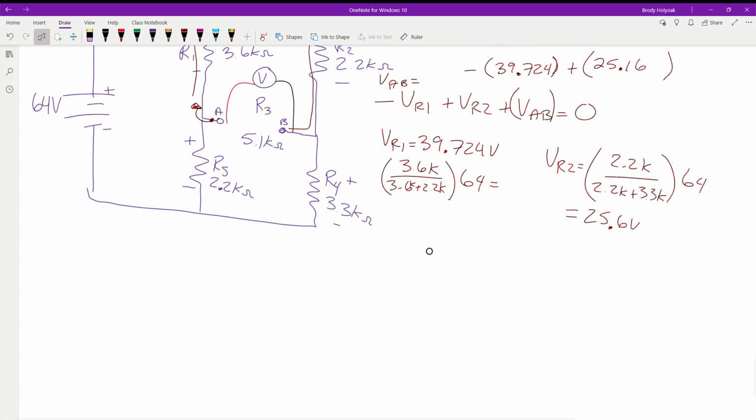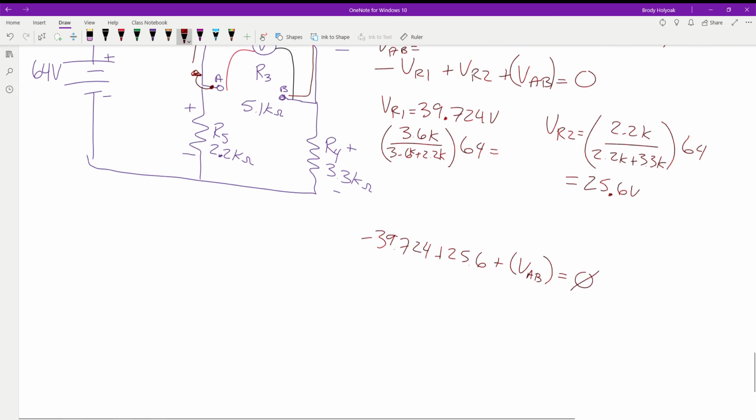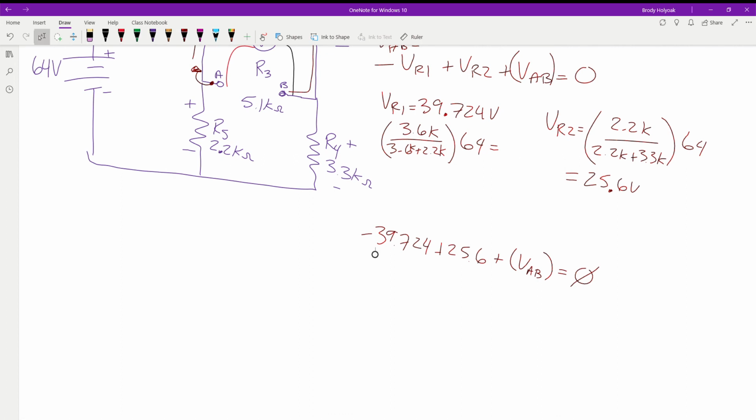So we have, I'll write this a little bit bigger. So we have negative 39.274 plus 25.6. Oops, I wrote 1.6 again. Plus some value of AB has to equal 0. So now we just solve for this unknown value. So we take the negative 39.274, we add the 25.6, and that gives us what, Max?